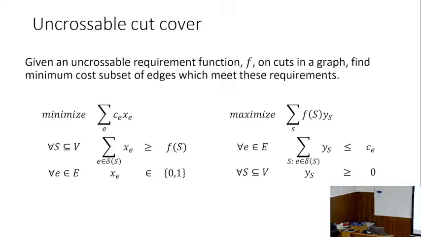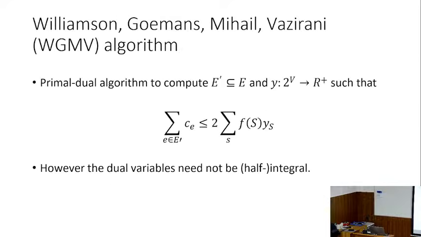So you want to assign these values to sets such that if I take any edge, the total value assigned to the sets for which this edge is going across should be less than the capacity of the edge, and it's a non-negative assignment of values, right? And you want to pack as many sets as possible. And which sets are you interested in? Only the ones which have a requirement of 1. Okay? So basically they showed a two approximation algorithm.